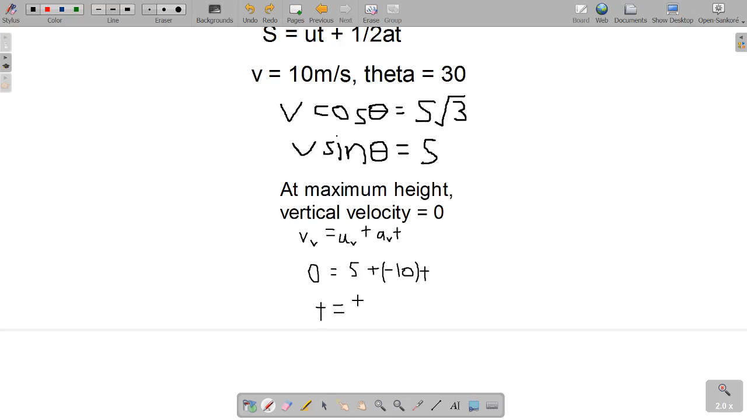Yeah, okay. T equals -5 over... equals half. So in half a second, the ball reaches maximum height.